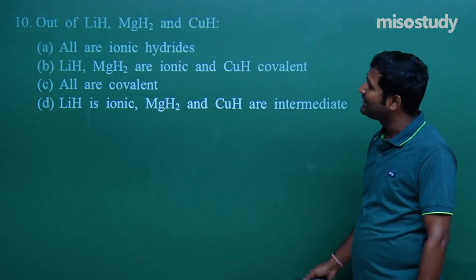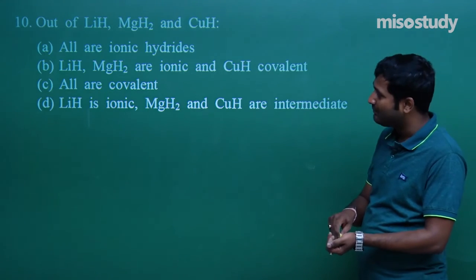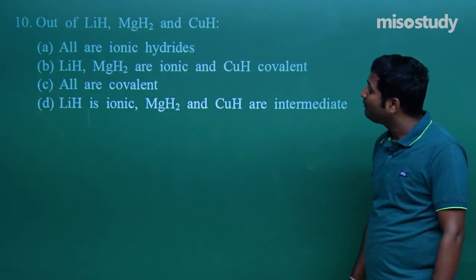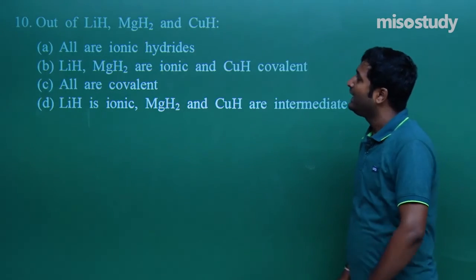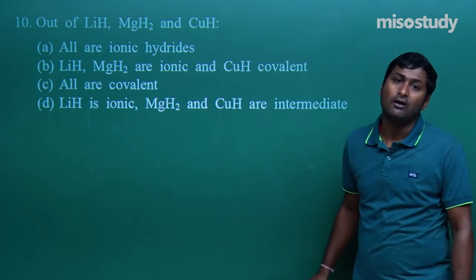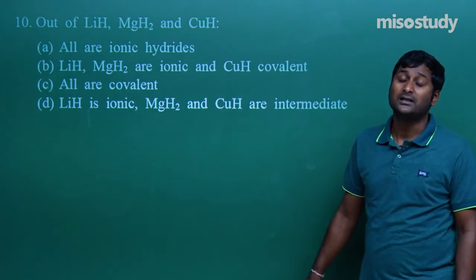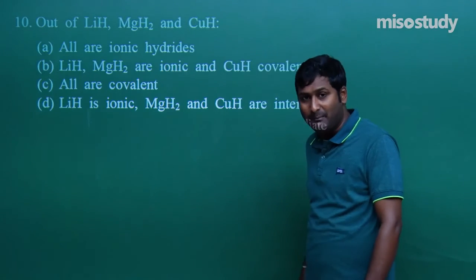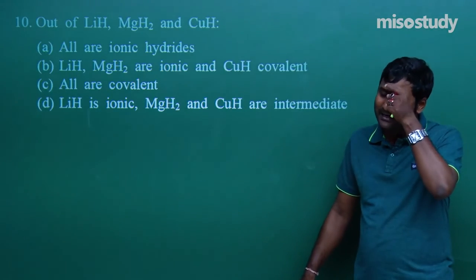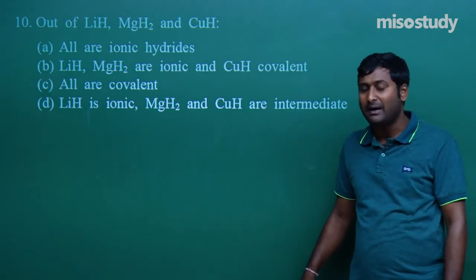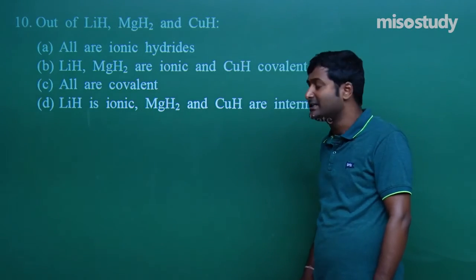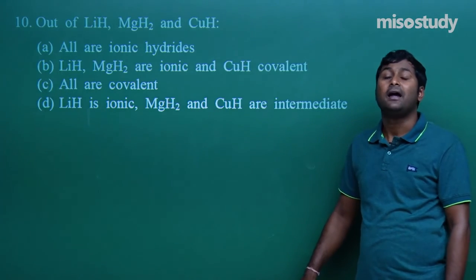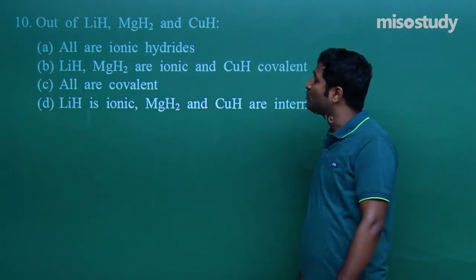What is the next question? Listen carefully. Out of LiH, MgH2 and CuH, as we know, LiH, MgH2 are ionic or covalent? As we know, if I talk about the hydrides of hydrogen, the first one is ionic hydride. Generally it forms with alkali metals and alkaline earth metals, but there is an exception. Do you remember this? Beryllium and magnesium. Beryllium hydride and magnesium hydride are not completely ionic, but lithium hydride is completely ionic because it belongs to the alkali metal series. The next one is covalent hydride, and the third one is interstitial hydrides also. So in this case, choose which one is correct.